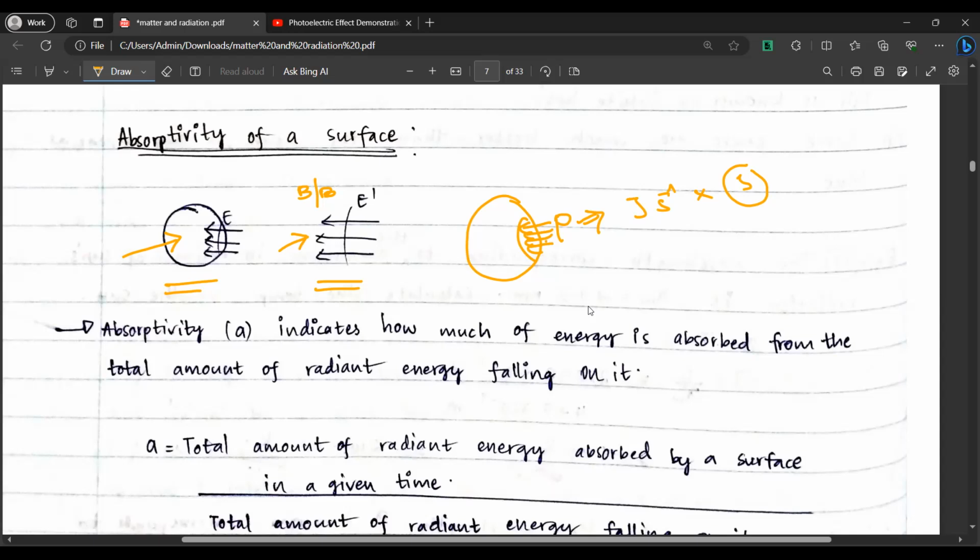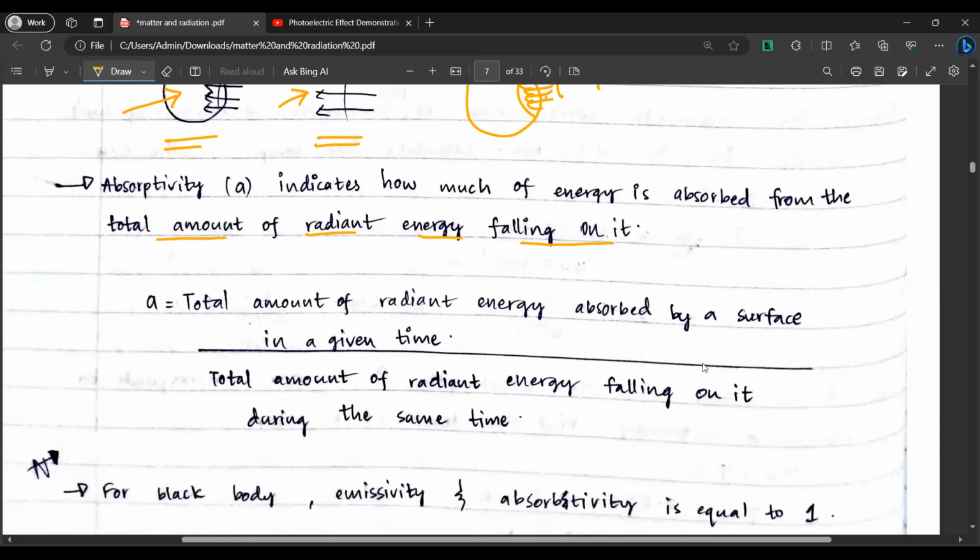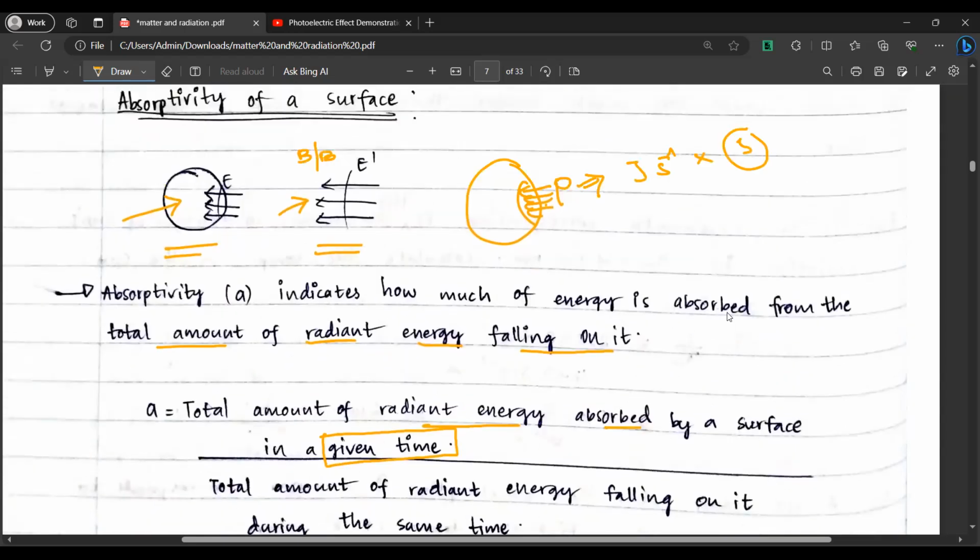Absorptivity A indicates how much of the energy is absorbed from the total amount of radiant energy falling on it. So here, A is the total amount of radiant energy absorbed by a surface in a given time. So this is important. Divided by the total amount of radiant energy falling on it during the same time. Oh, sorry. Here, it is not the black body.